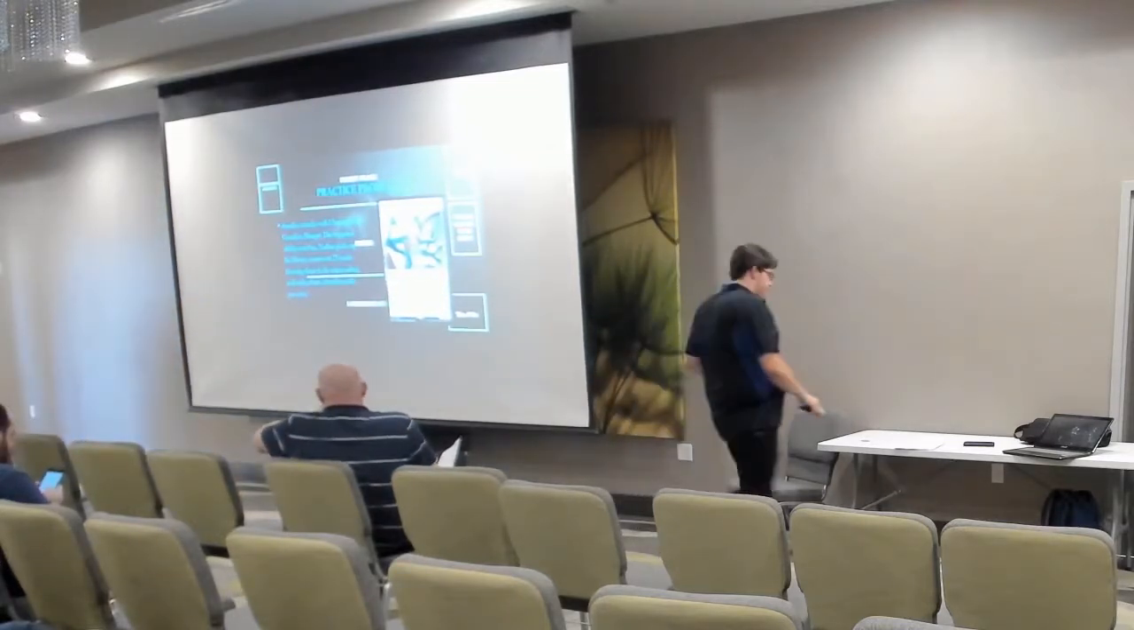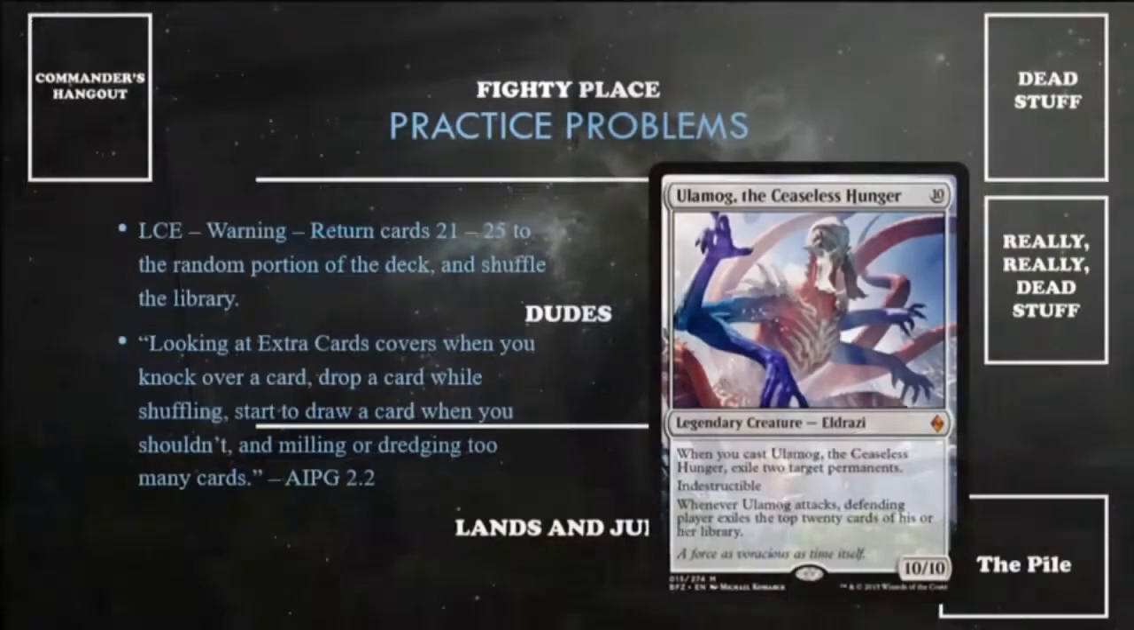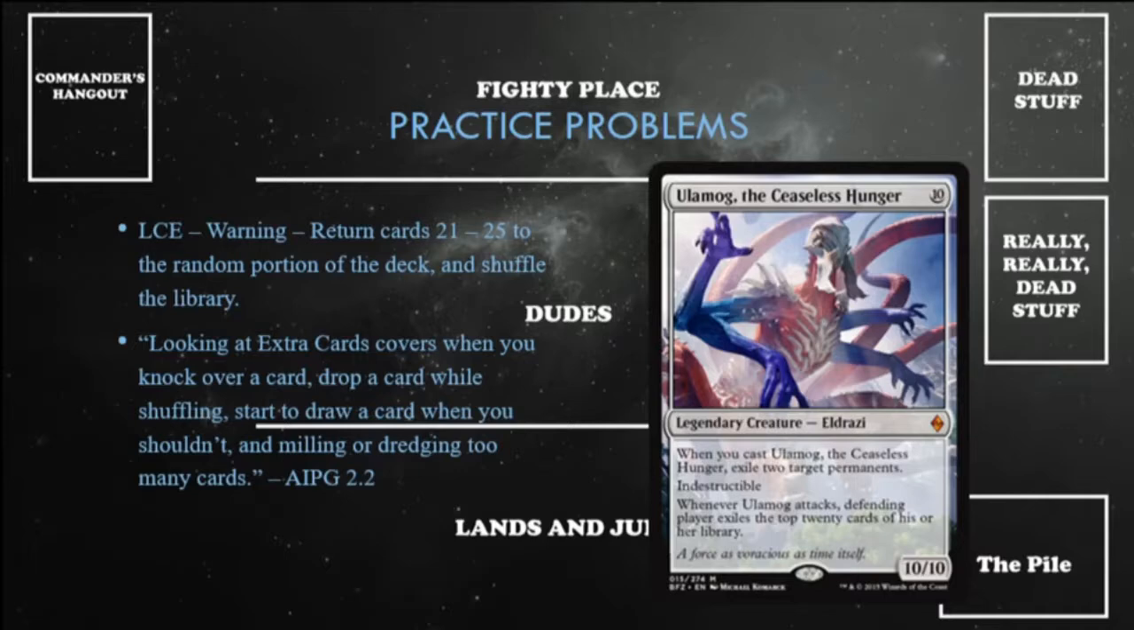Well, in doing some study for this, it's actually interesting because it is looking at extra cards. And the reason why is, if you look at the IPG, they explicitly state this. Toby also, in his blog, states this as well. Looking at extra cards covers when you knock over a card, drop a card while shuffling, start to draw a card when you shouldn't, and milling or dredging too many cards. The reason why it's not hidden card error is because it goes from a hidden set, the library, to a public set, the exile zone. And the only reason it's not GRV is because looking at extra cards covers it.